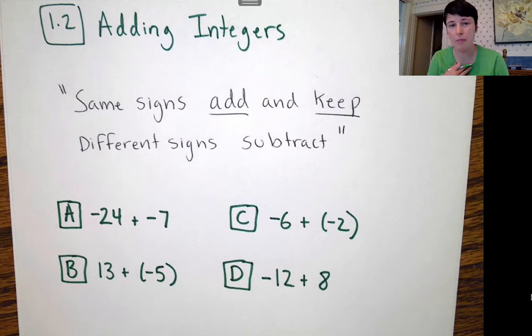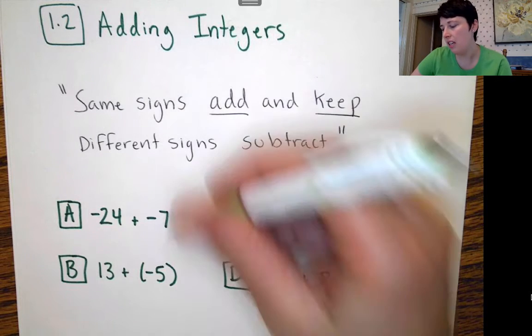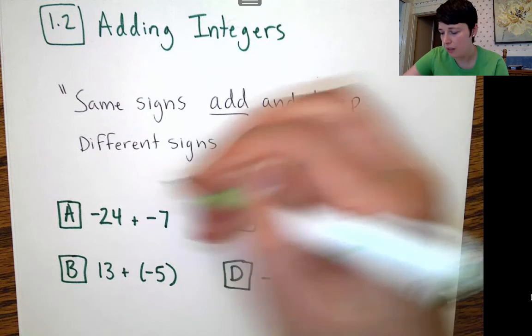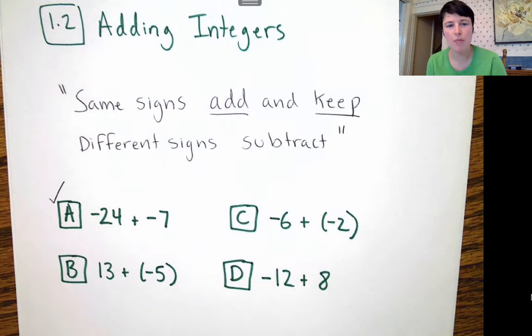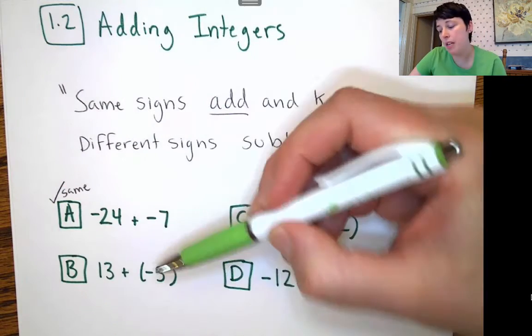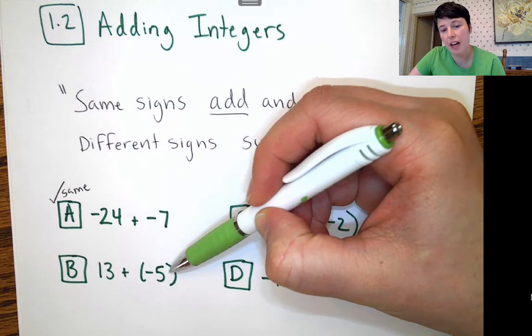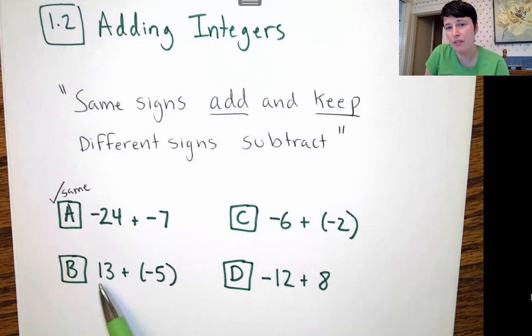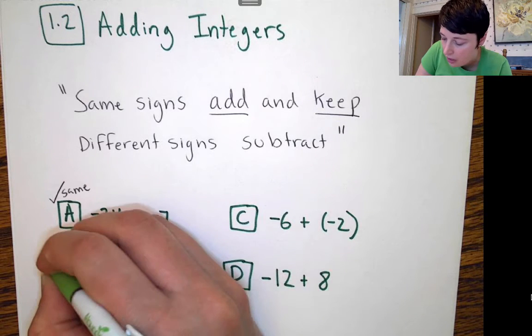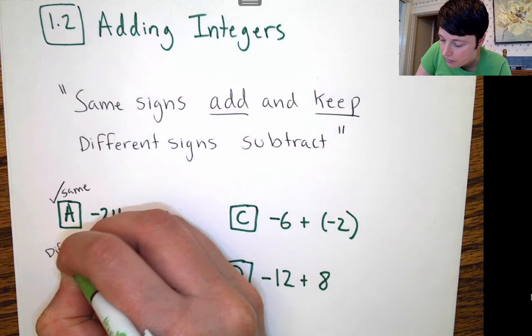And I'm going to look for same signs first, because the same signs you add and keep. So A, I have -24 plus -7. Those are the same signs. Yep, same signs. They both have negatives. So maybe right up here I'm going to write same. I'm going to look at B, 13 plus -5. Well, 13 is positive, 5 is negative. Those are opposite signs, so they're different. Those are not the same, so different.